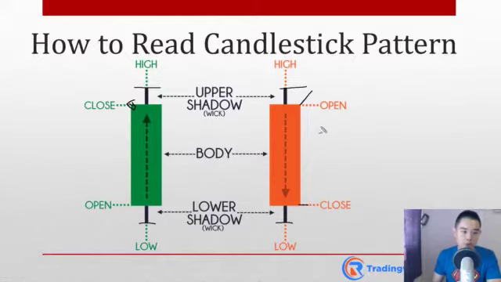So one thing to bear in mind is that here the open is at the bottom, the close is above. So this is what we call a higher close. That's why it's green. It's bullish. For this one, it's what we call a lower close. So this is where the price closed below the open. That's why it's so-called bearish, right? A red color candle. So that's how you read a candlestick chart, how you read a candlestick pattern.